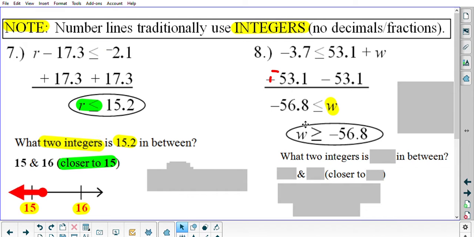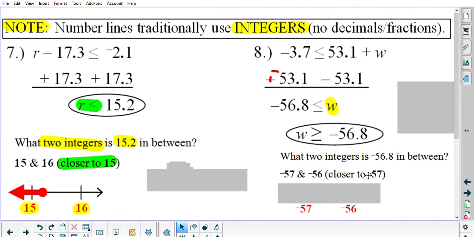But again, there's a decimal part to this. And traditionally, we are going to use integers on our hash mark. So we have to ask ourselves, what two integers is this negative 56.8 in between? Well, it would be in between negative 57 and negative 56. Now, notice the order I wrote that in. I put the negative 57 first because negatives go in reverse order from positives. Since it's negative 56 and 8/10, that makes it closer to the negative 57 than it would be to the negative 56. So we're going to label the two hash marks with negative 57 and negative 56.